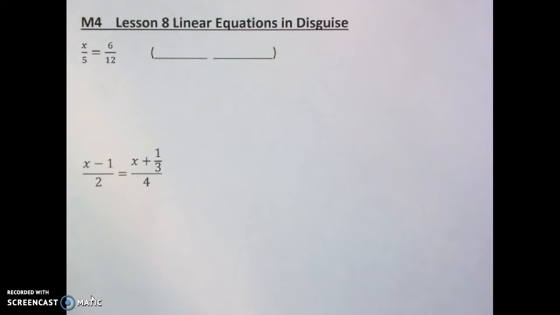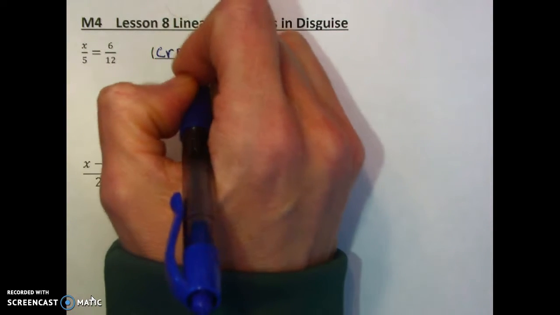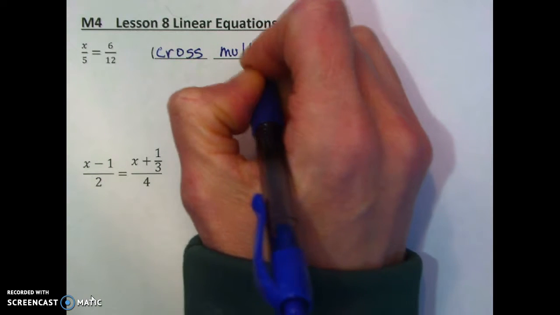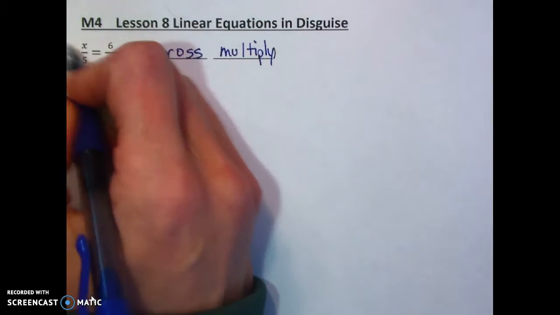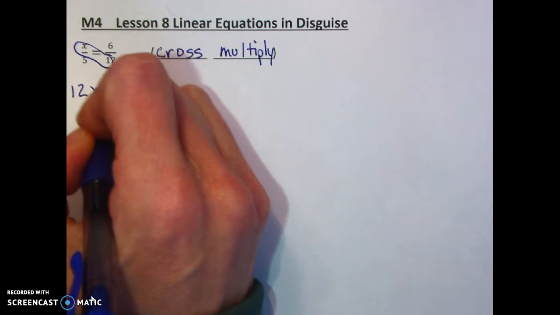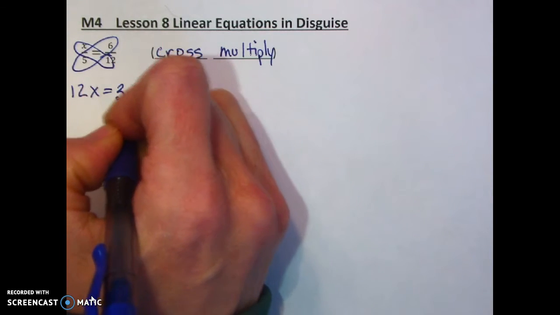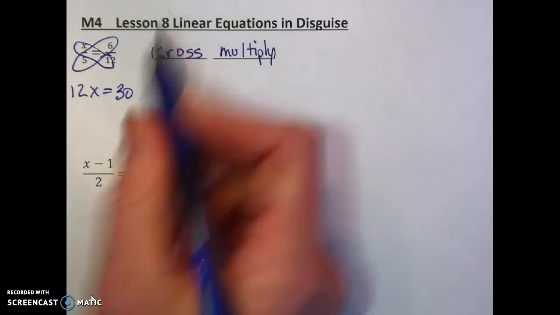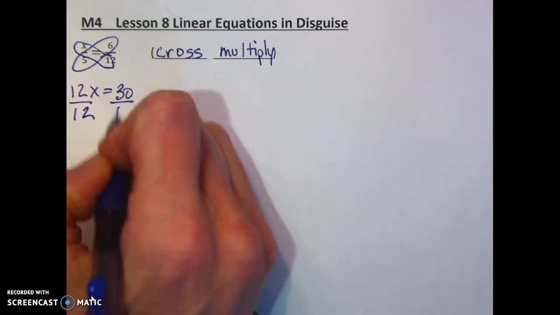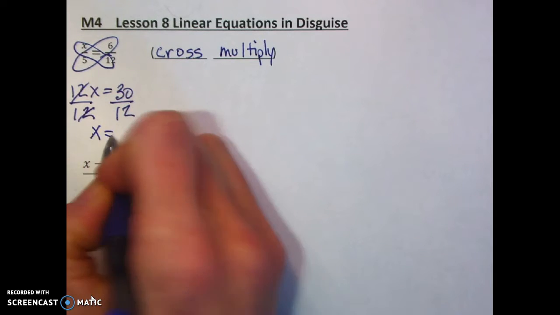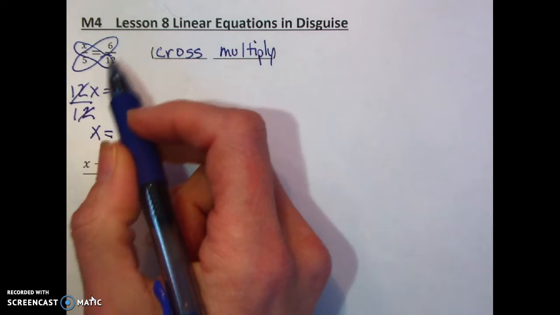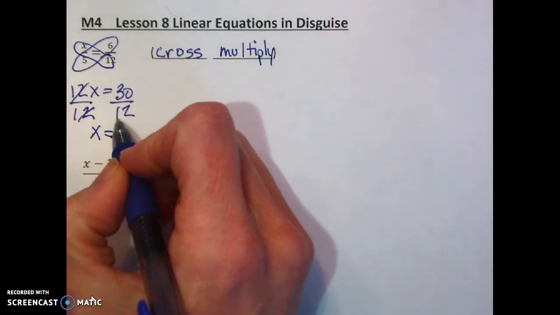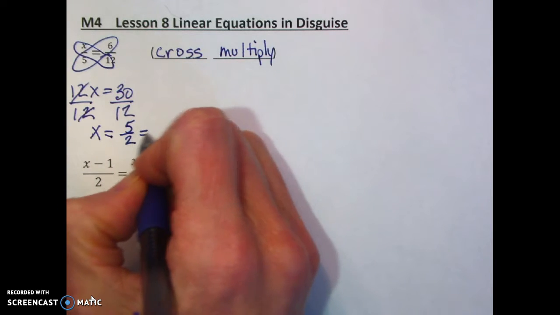So at first this might not appear to be a linear equation, but if we do the first step to solving proportions, which is cross multiplying, the equation that we get is 12x equals 30. This is a linear equation, so we're able to solve it. In this case, there's only one step. We have to divide by 12 to get x by itself because the 12 and the x are multiplied. When we divide here, 30 over 12 reduces to 5 over 2, or 2.5.